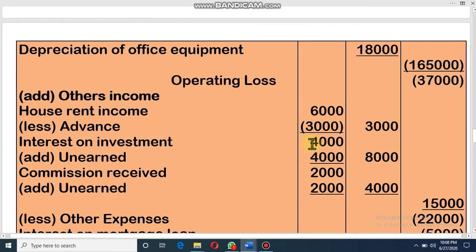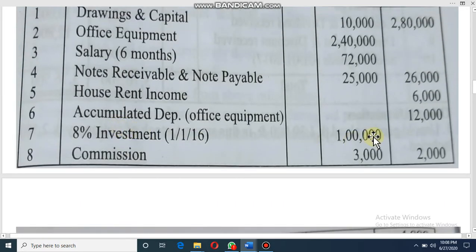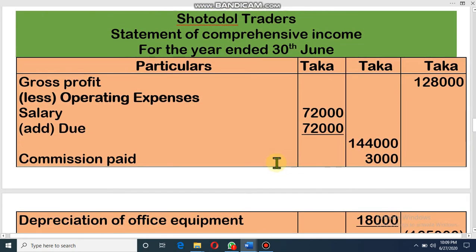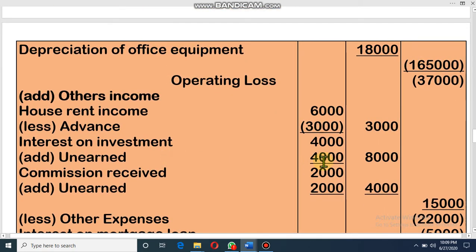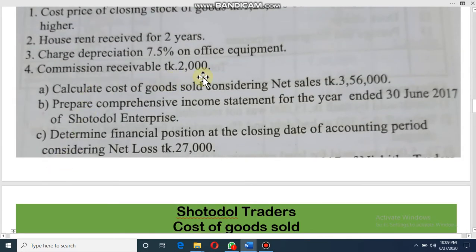Then interest on investment 4,000 plus unearned. How it is unearned? Earlier I have told you. Let me repeat it. 8% investment, 1 lakh, 8%, it is 1 lakh into 8 divided by 100, it is 8,000. So in the math it is given 4,000. That means 4,000 is due. 4,000 we have to add it. So total 8,000. And commission received 2,000 and unearned 2,000. Where I get this 2,000? Look at the adjustment. Commission receivable 2,000.